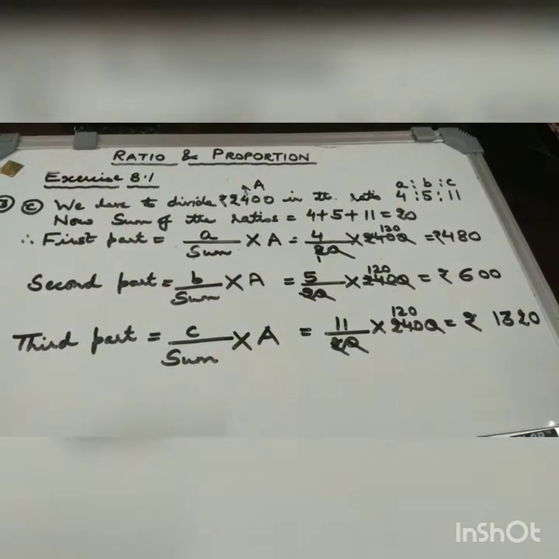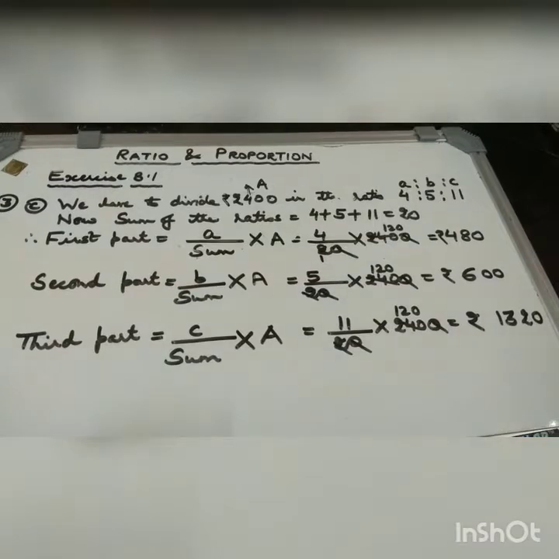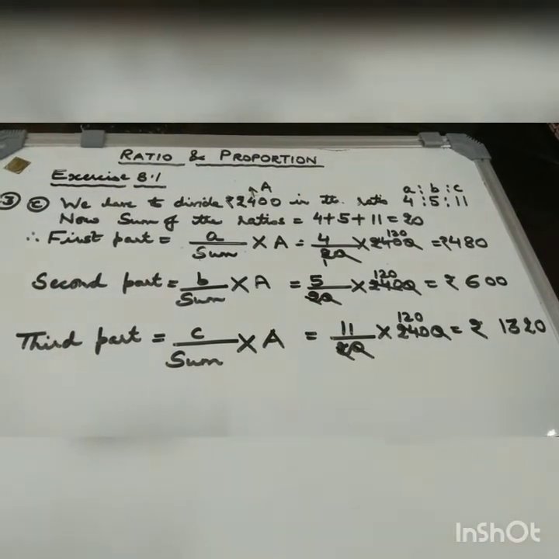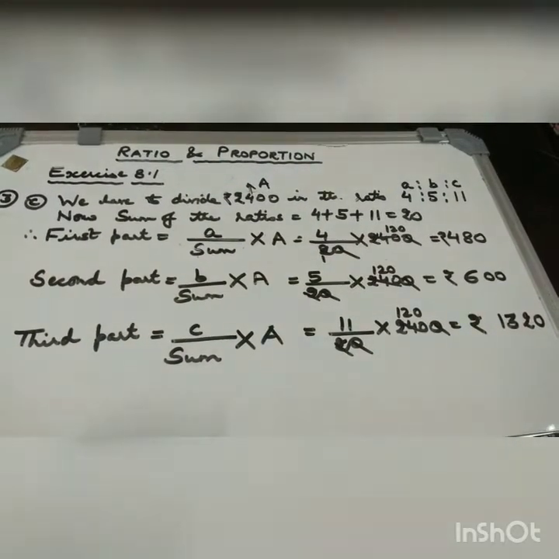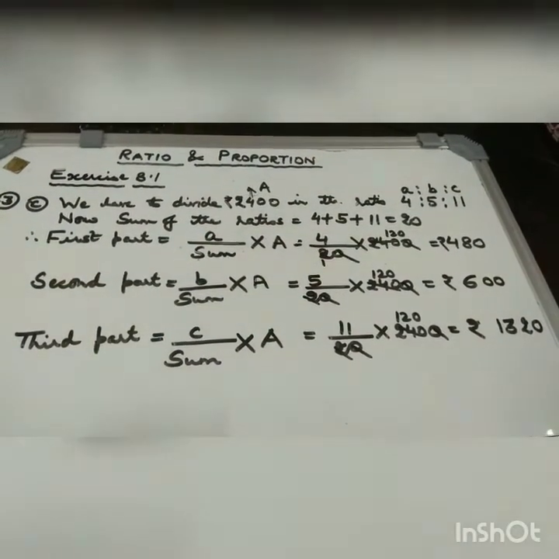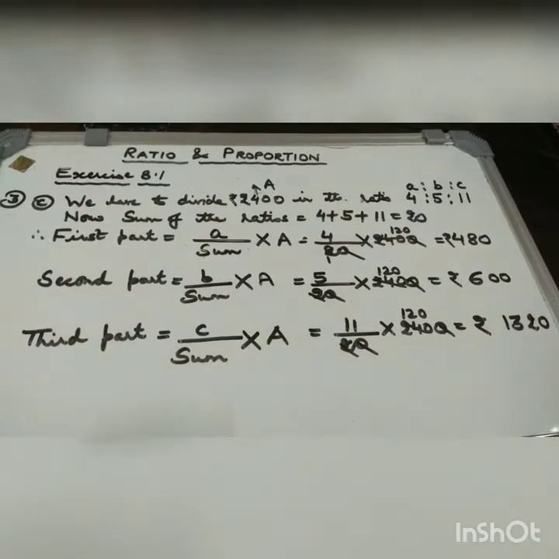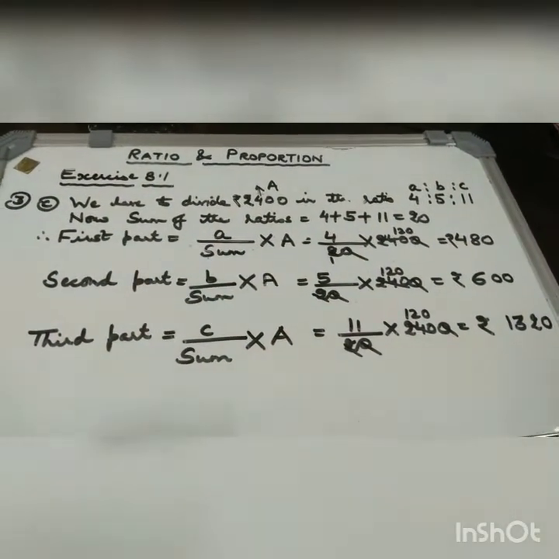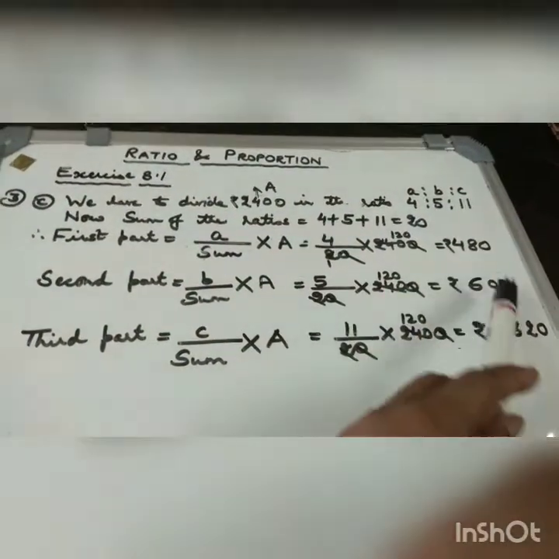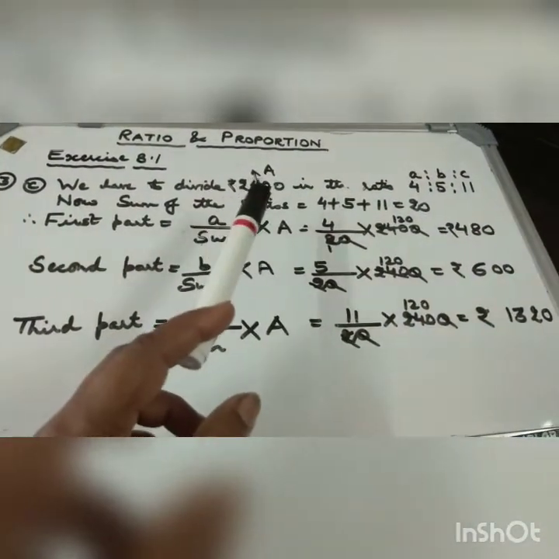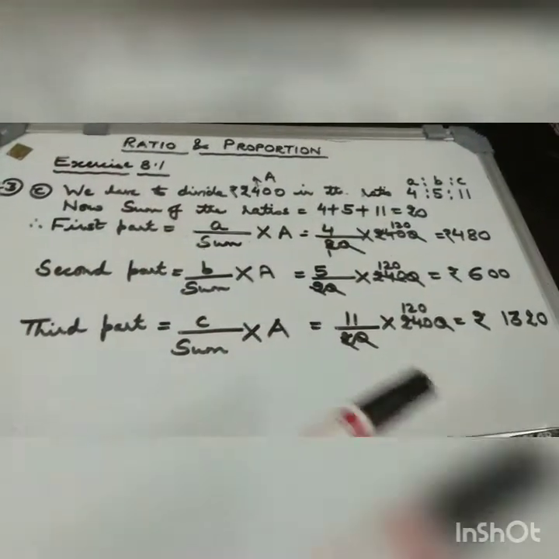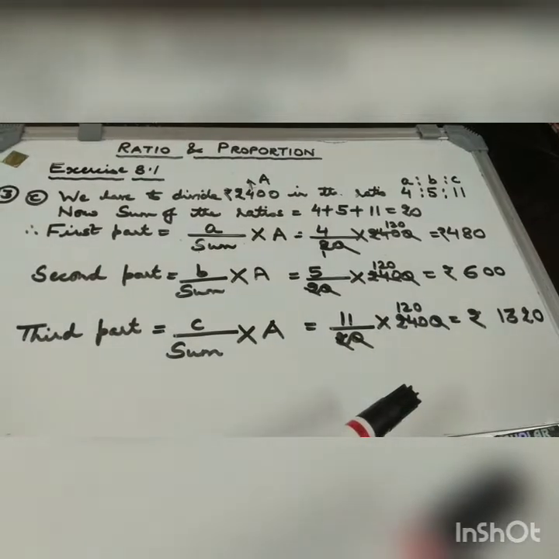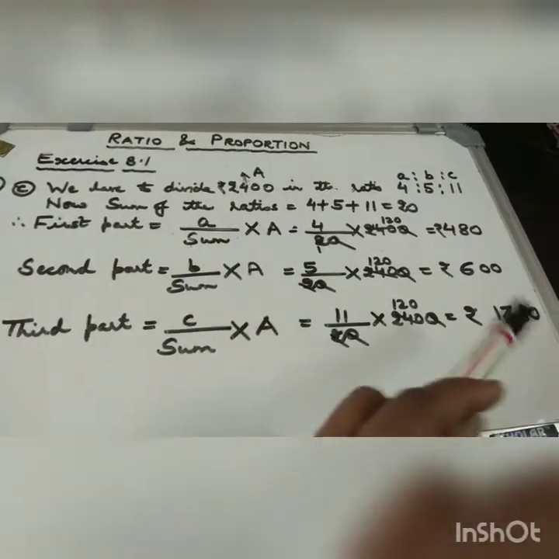Therefore, 2400 could be divided in the ratio 4 is to 5 is to 11 as the first part will be 480, second part 600, and third part 1320. And look children, you can always verify your answer. If you add all these three, you should get the exact amount. So if I am adding 480 plus 600 plus 1320, I am getting 2400. You can do it orally.